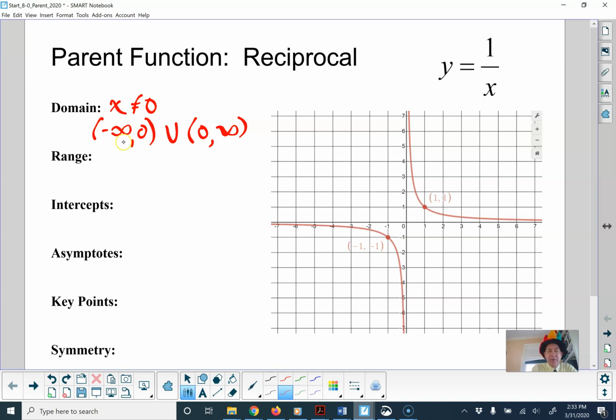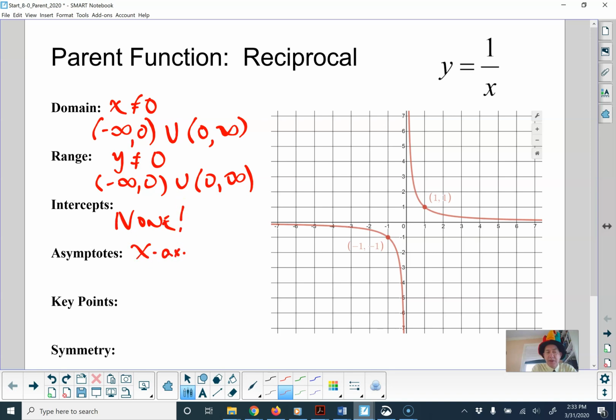The range, likewise, is y is not 0. Again, y can go from negative infinity to 0, and from 0 up to infinity. You can see that on the graph because there's no place where y is 0. It keeps getting closer and closer. It doesn't actually touch the x-axis or the y-axis. There are no intercepts, but there are two asymptotes: the x-axis, also known as y equals 0, and the y-axis, also known as x equals 0.